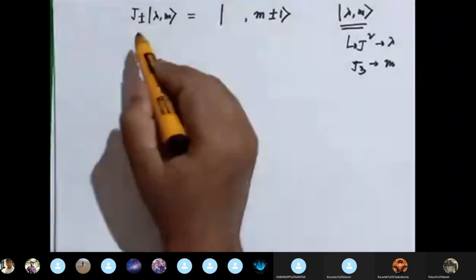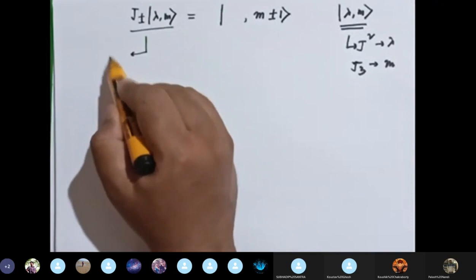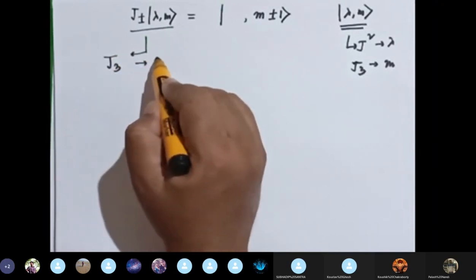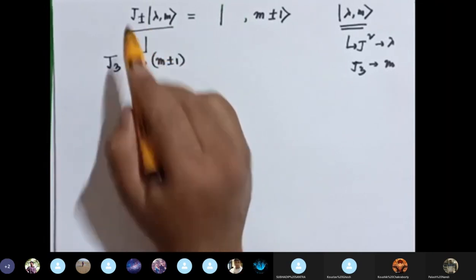So this object we have seen, this is an eigenstate of J3, with eigenvalue m plus minus 1, with this plus minus.